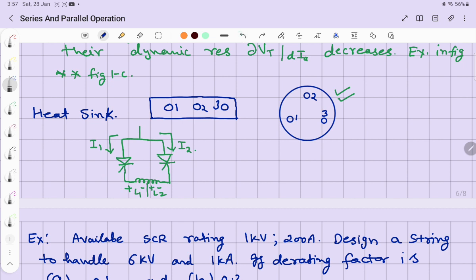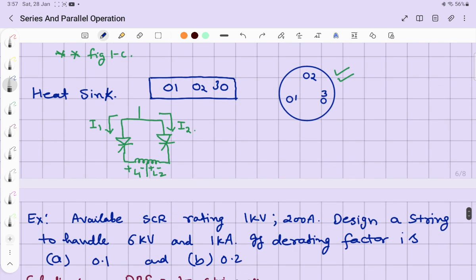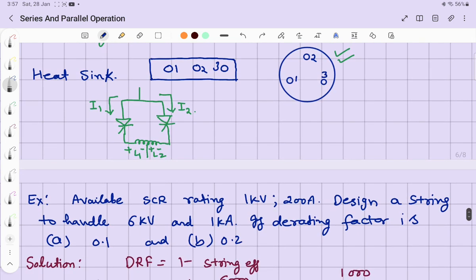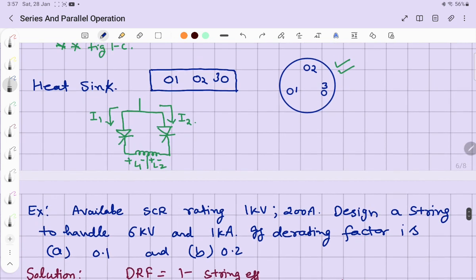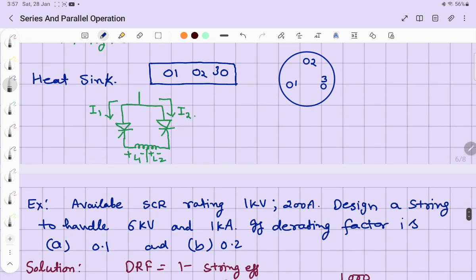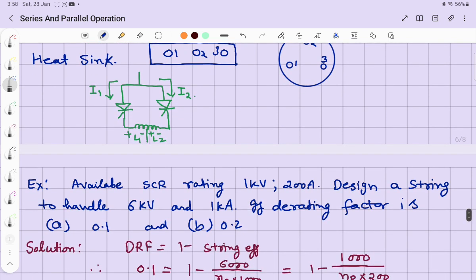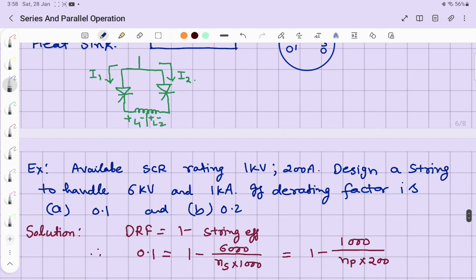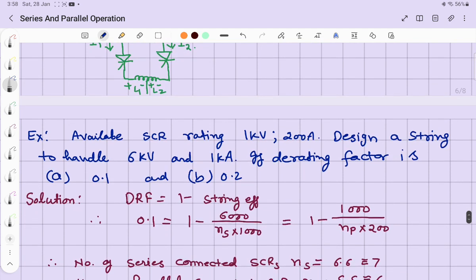So whenever we have this parallel combination of thyristors, first, we have to use a properly designed heat sink so that heat is distributed evenly, and the other thing is we must use the interface reactor.